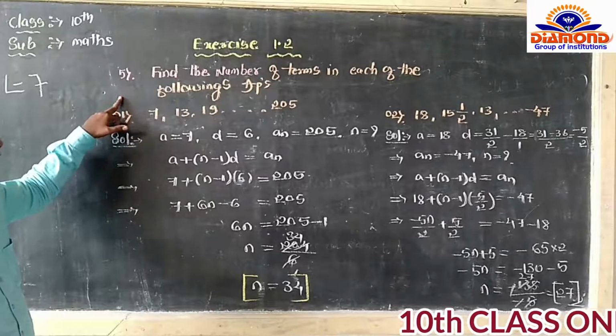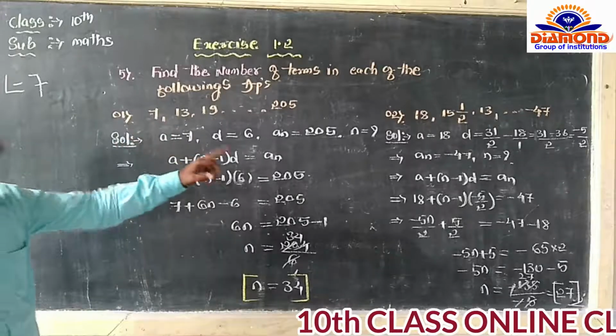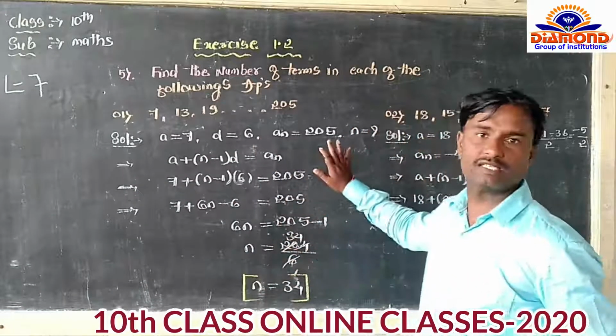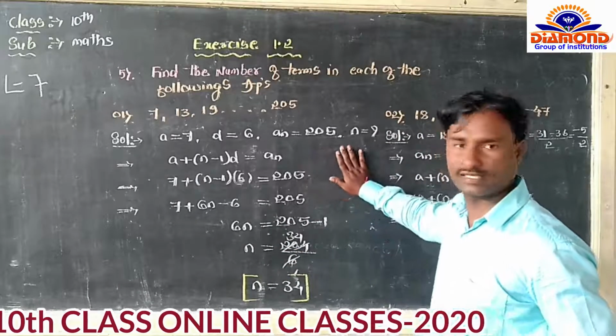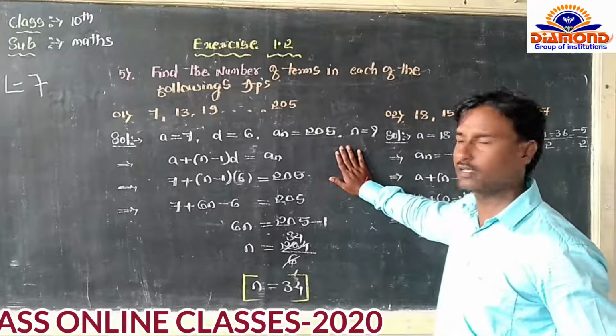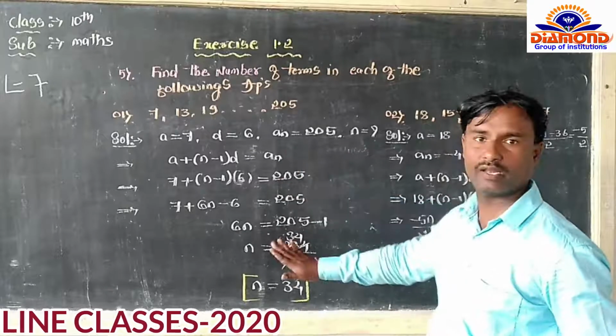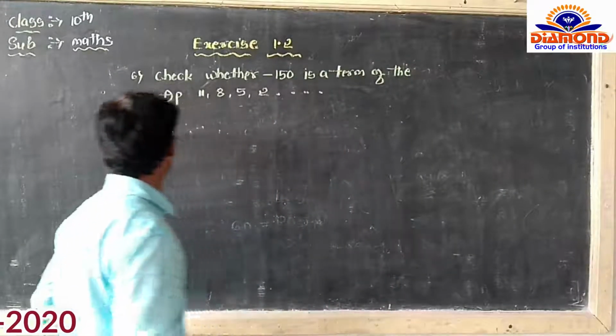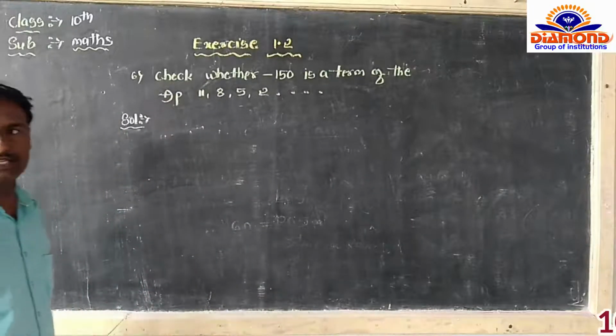Dear students, fifth question, the first and second question I explained to you. Now we will go to which one? Question number 6, dear students. In this exercise, a total of 20 questions are there, dear students, and we are going to the next, 6th question. What is the 6th question?